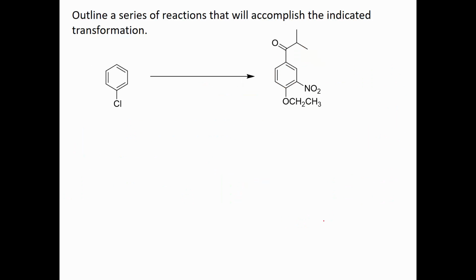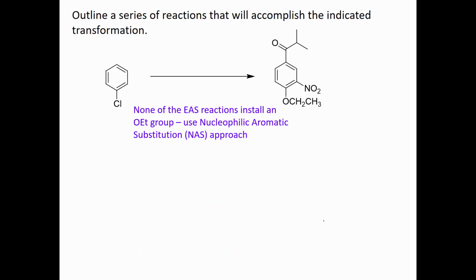Okay, let's look at this one. And this one, one of the things you'll note in this chapter is that we don't have any reactions listed that replace a hydrogen on a benzene ring with an oxygen. Therefore, in this one, it looks like our best way to get in that ethoxy group is to replace the chlorine in a nucleophilic aromatic substitution reaction. All right? Okay, so how would we go about converting chlorobenzene into that tri-substituted benzene?